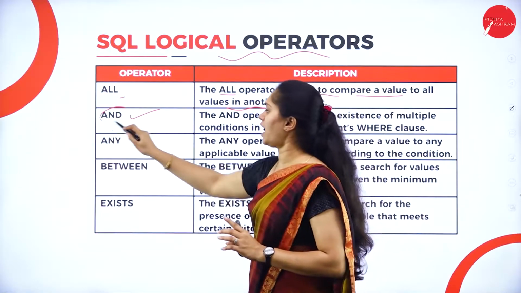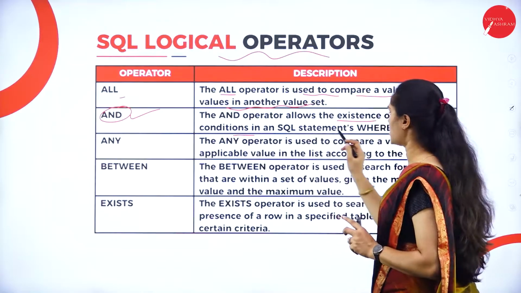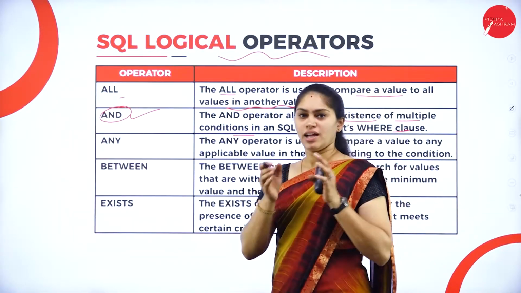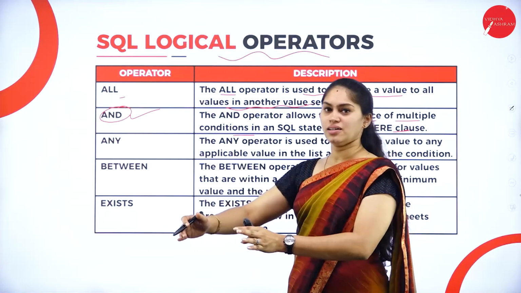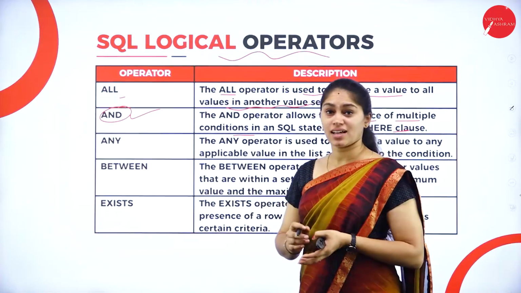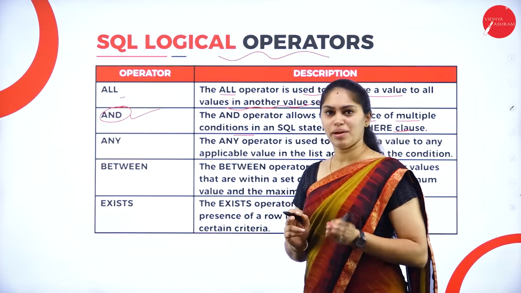And when it comes to the AND, it allows the existence of multiple conditions in SQL statements to be satisfied in the WHERE clause, for example, where it's raining and ice cream is available. If both the conditions are true, then we can say that it is true. If any one of the conditions is false, then the complete result will be false.